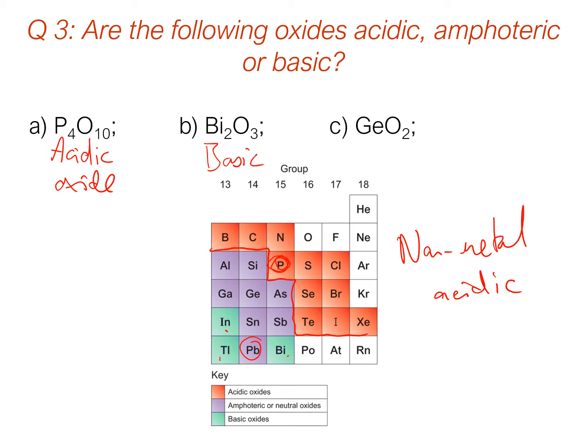And then finally we've got germanium. So germanium is a metalloid, and it's kind of in the middle. So that one is an amphoteric oxide. So that's as simple as it gets. As I said, if you remember the trend, that the non-metals are acidic, and then as you go further to the bottom left of the p block, you're more likely to find these basic oxides, and everything else is amphoteric.